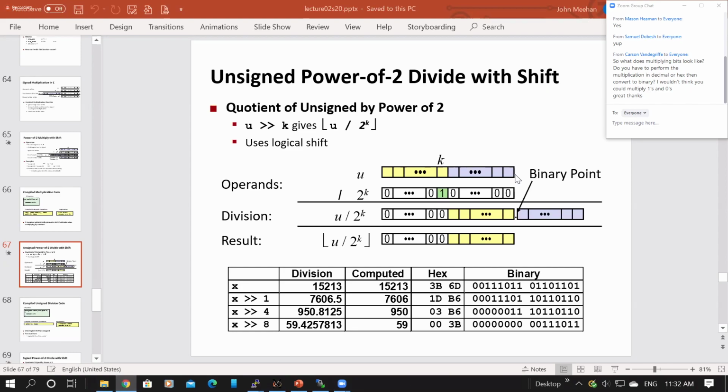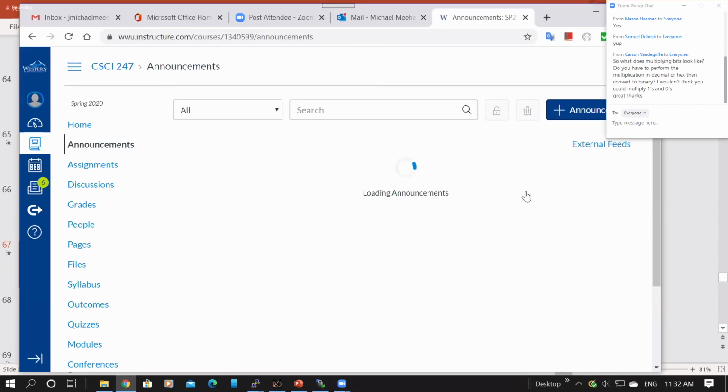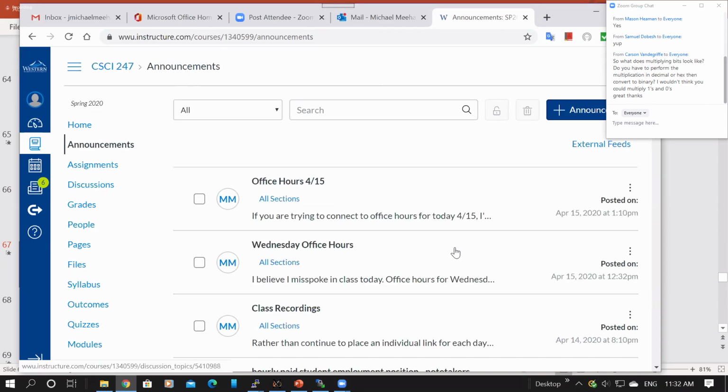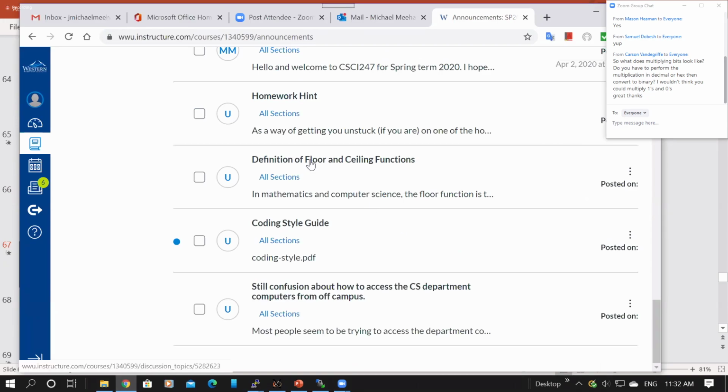Course web pages, and you go to the announcements of all places. I probably need to put it somewhere better. And you scroll down through these announcements, you'll find this little thing here that says definition of the floor and ceiling functions.